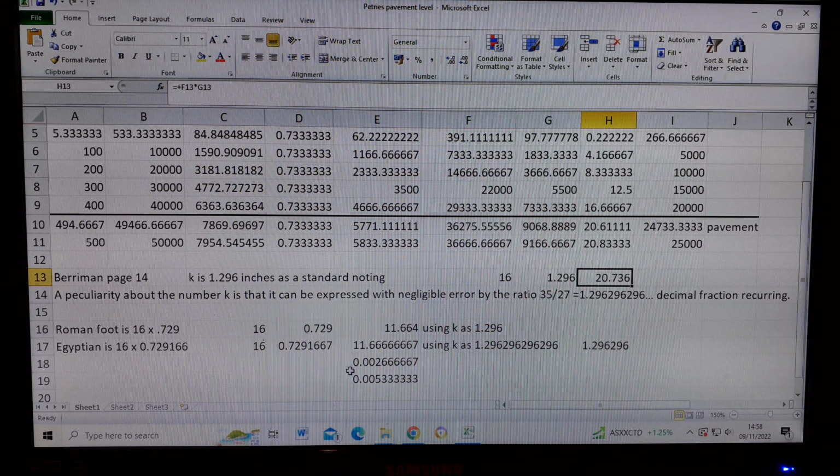The difference between the two is 0.002666, multiplied by 2 is 0.005333, and that's where this is coming from. 2666 there, 24733 there, and the logic is absolutely apparent. And that's all I've got to say. Thank you.